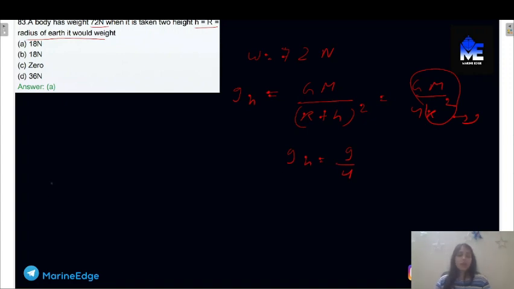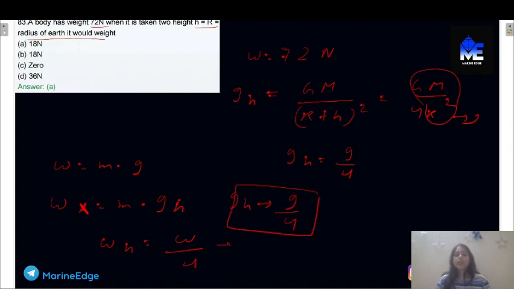And when we talk about weight, what is weight? Mass of the person into gravity, correct? So now weight at height h will be equal to mass of the person into g of h. So now we can just take W_h is equal to W upon 4, right? Because g of h is g by 4. That gives us W equal to 18 newtons, correct? Now, moving on.